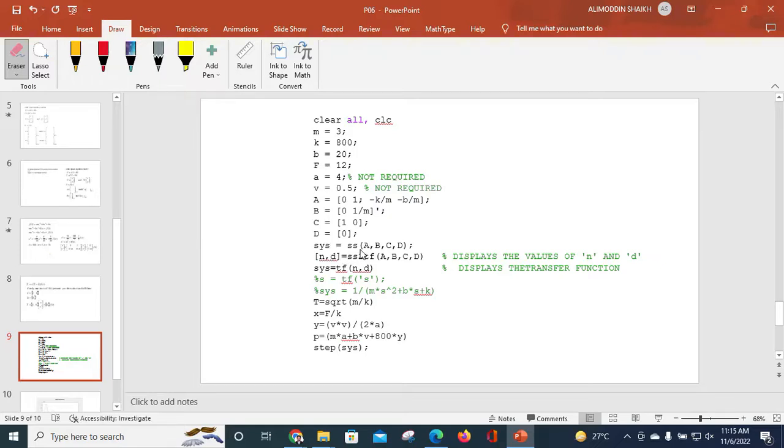sys = ss(A,B,C,D); then numerator and denominator. N stands for numerator, D stands for denominator. Then ss is state space, and for the transfer function of the second degree equation, [n,d] = ss2tf(A,B,C,D). This line is used to find out the transfer function.